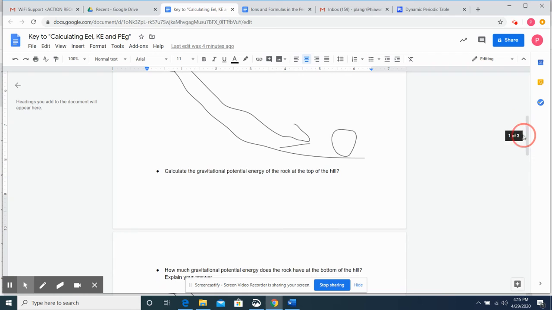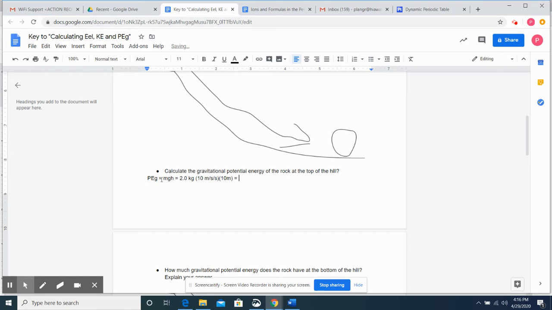All right, calculate the gravitational potential energy of the rock at the top of the hill. Well, gravitational potential energy equals mass times gravity times height, and that is going to equal 2 kilograms times gravitational acceleration, which is 10 meters per second squared, and times the height, which is a 10-meter hill. All right, and when we multiply those together, we get 200.